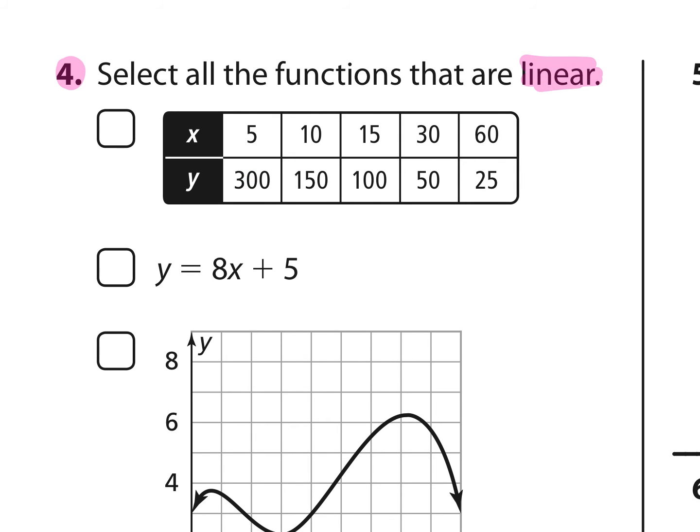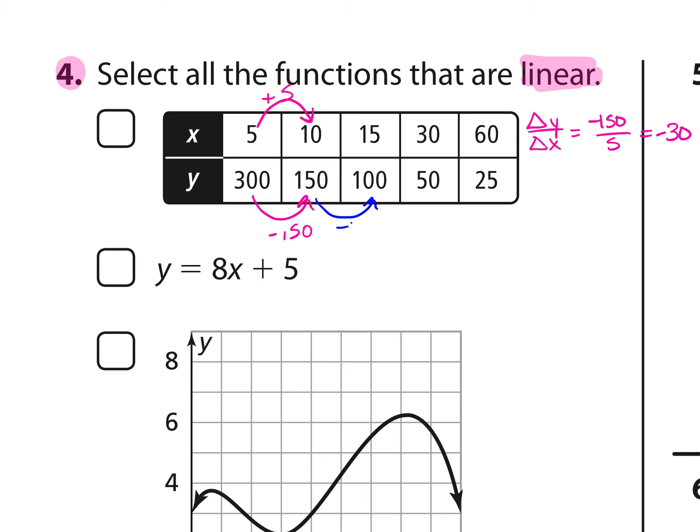Number 4, select all the functions that are linear. So this time we're going to mark the ones that are linear. Looking at this first one, we could use the change of y over the change of x since we're dealing with a table. Y goes down 150. It's a decrease, so we subtract when x adds 5. And that reduces to negative 30.